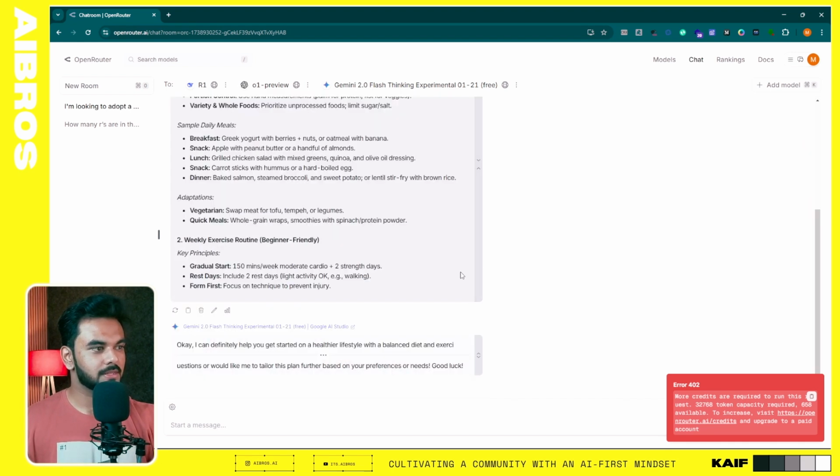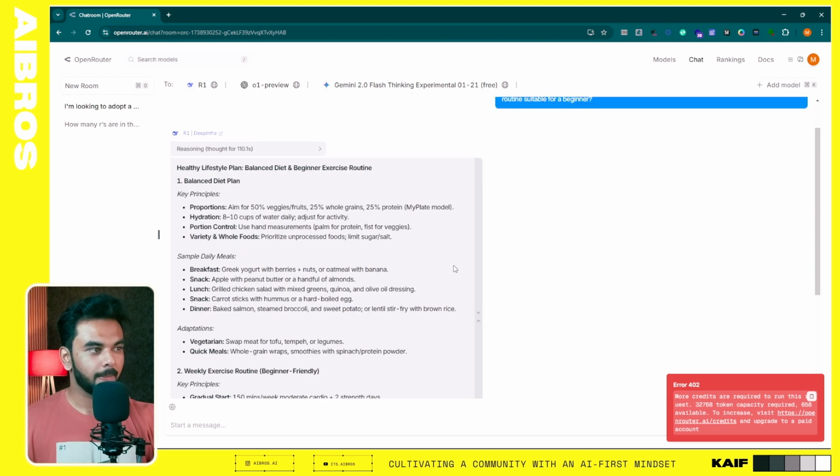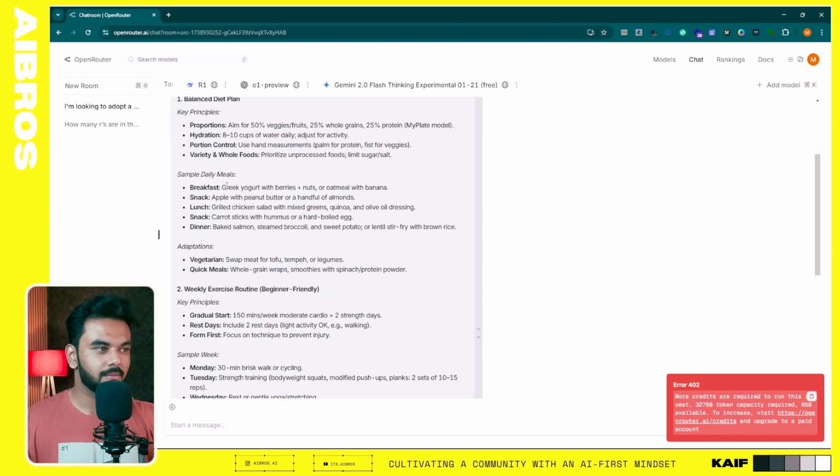DeepSeek is also done with its answer. It is writing it. Healthy lifestyle plan, balanced diet. Key principles, proportions: aim for 50% veggies, 25% whole grains, 25% protein. My Plate model, quite good because you need fiber, which is very important for your digestion. Hydration: 8 to 10 cups of water daily. Portion control, variety and whole foods. Sample diet: breakfast, snack, lunch.